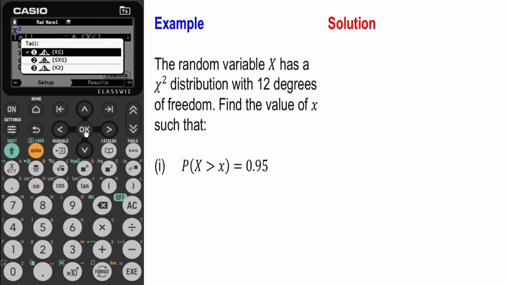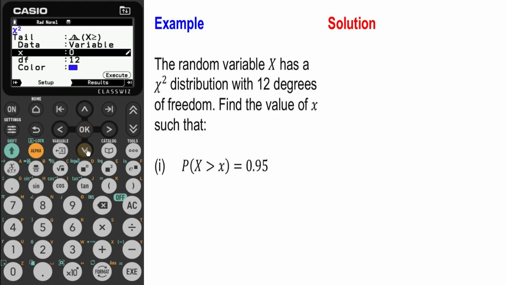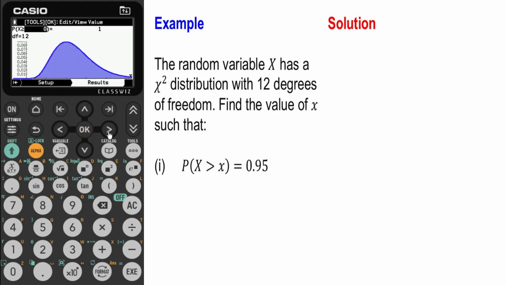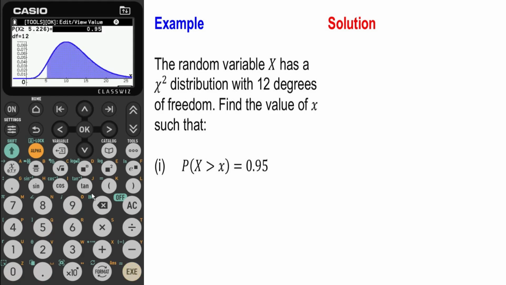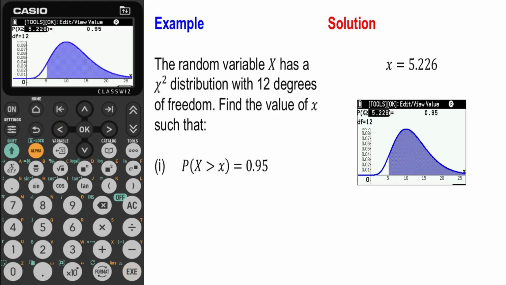Let us adjust the tail. Let us execute. Let us change the probability to equal 0.95. You will find the critical value to equal 5.226.